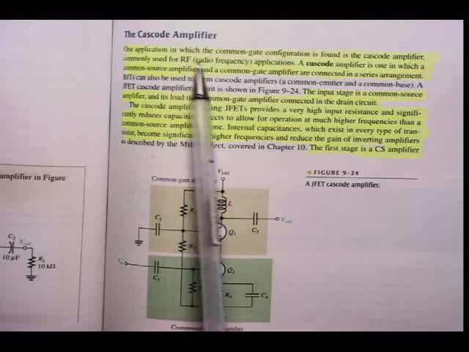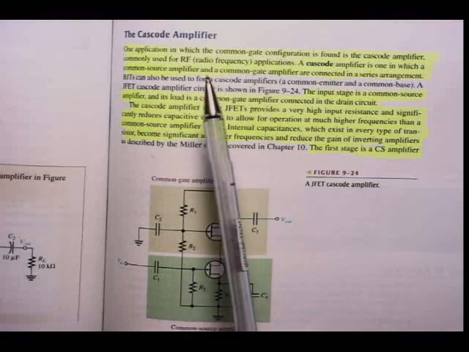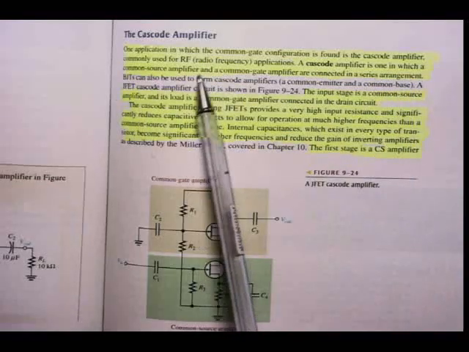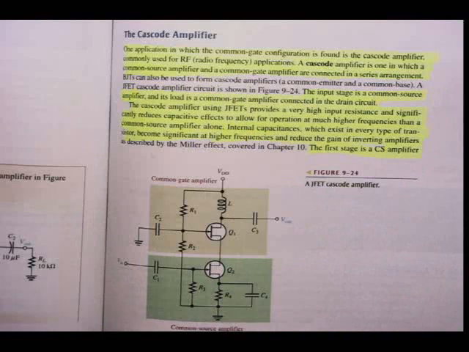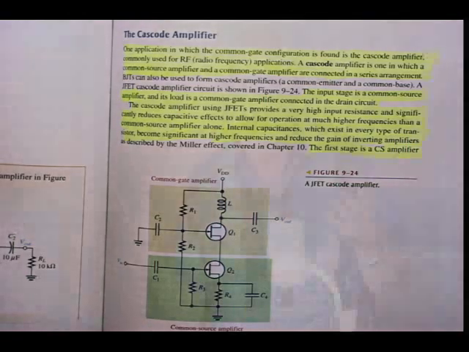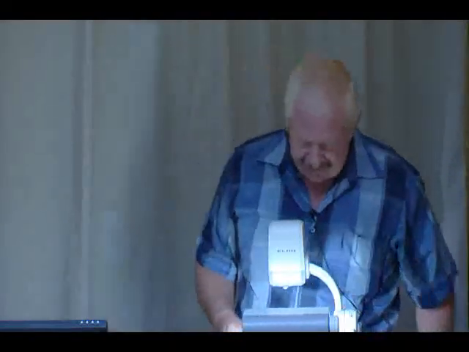Commonly used for RF radio frequency applications. A cascode amplifier is one in which a common source amplifier and a common gate amplifier are connected in a series arrangement. What do I have when I have amplifiers connected in a series arrangement? Multi-stage amplifiers, right? As we've discussed previously. What do I know about multi-stage amplifiers? Voltage gain. I have to find the voltage gain of each stage, because I'm going to multiply the two to get the overall voltage gain, right?